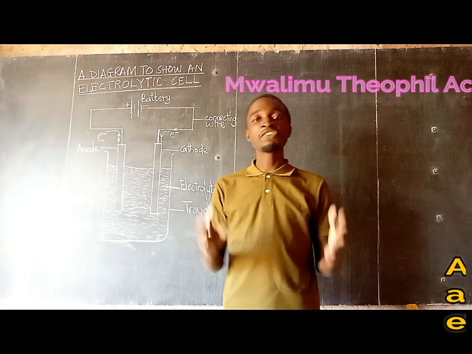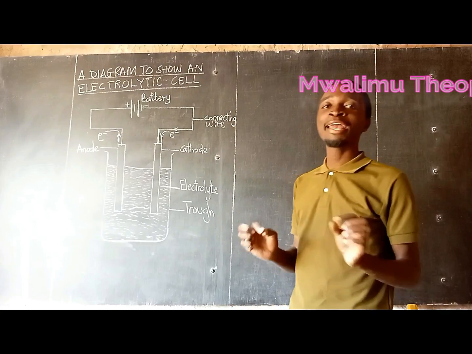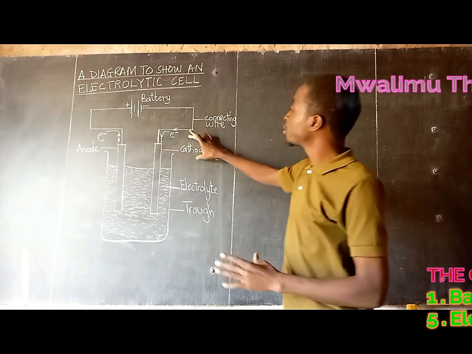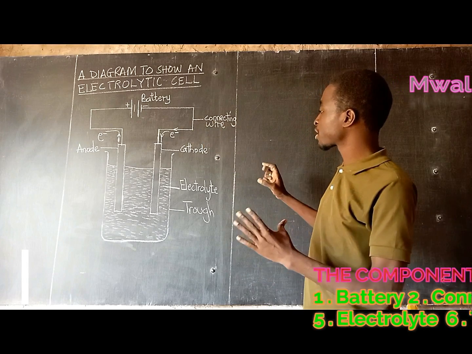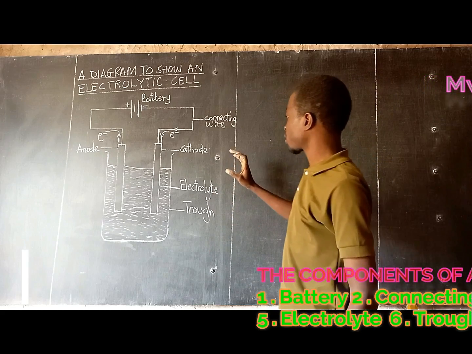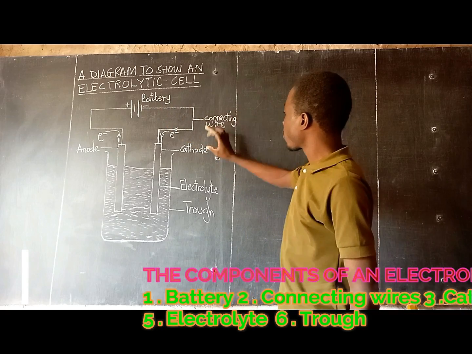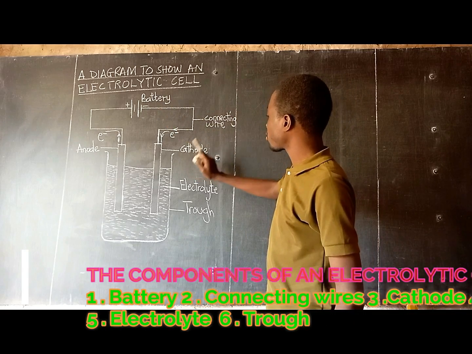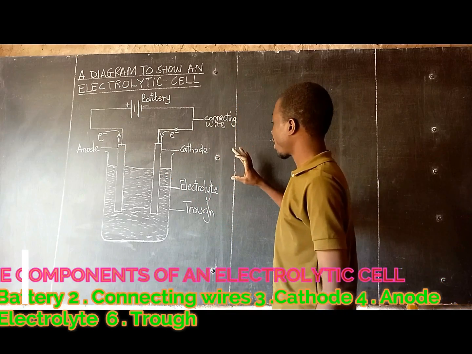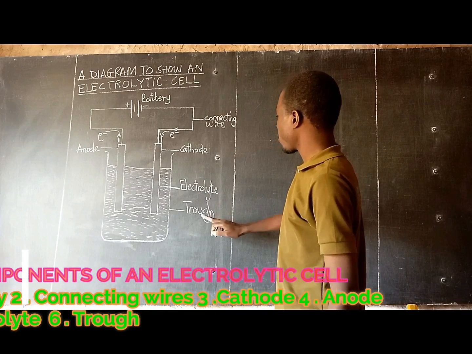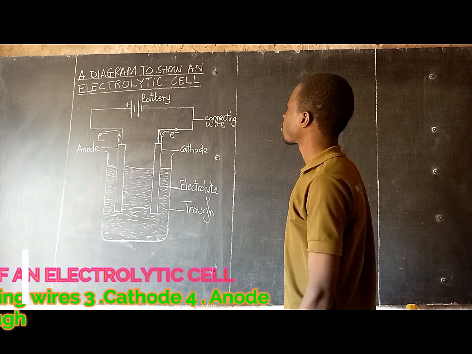Now, after knowing the definition of an electrolytic cell, let us see the components of an electrolytic cell. Here is the diagram showing an electrolytic cell. As you can see, it contains some parts. It has a battery, as you may see. We have connecting wires. We have one electrode known as cathode. We have another electrode known as anode, as you may see. We have also an electrolyte, as you may see. We have a trough. These are the components of an electrolytic cell.